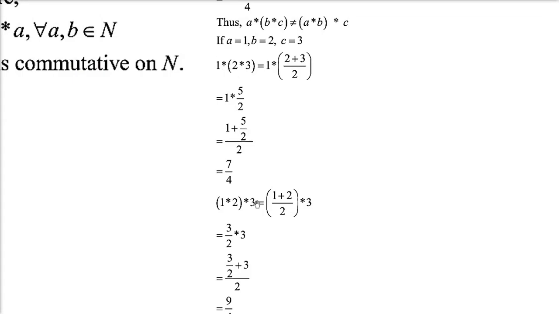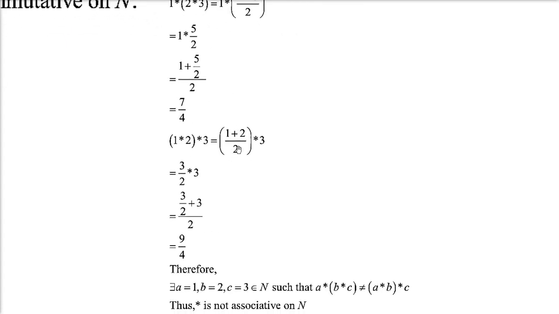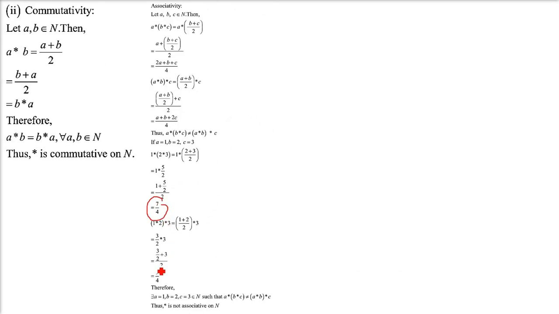Next time we'll do 1 and 2 together. So 1 plus 2 by 2, A plus B by 2 and star 3. So it is 3 by 2 star 3. So 3 plus 3 by 2 plus 3 divided by 2. So what do you get? You get 3 by 2, that is 3 plus 6 by 2, 9 by 2, and 2 is already there, 9 by 4. So this is 7 by 4, this is 9 by 4. So what do you get? This is by symbols, and this is by actual values. So both ways you can verify that star is not associative on the natural number.